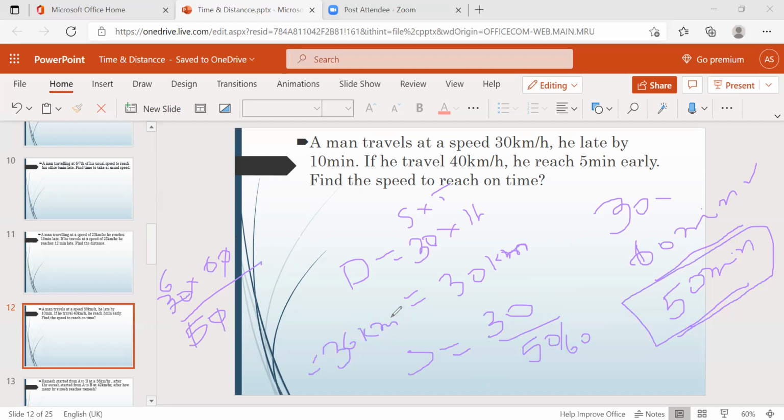If he travels at that speed, then he'll reach the office exactly on time. Exactly on time means in 50 minutes. When he started from his home, he needs 50 minutes to reach the office. Okay, exact time. So what is the speed? 36 kilometers per hour. Okay.